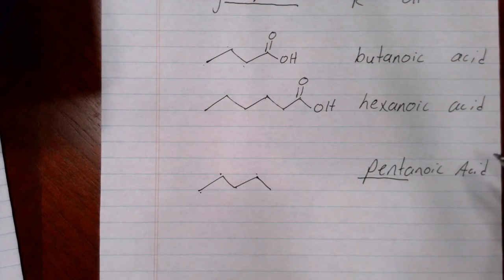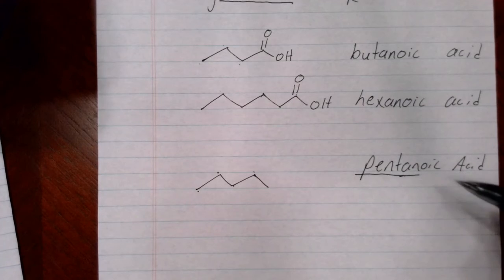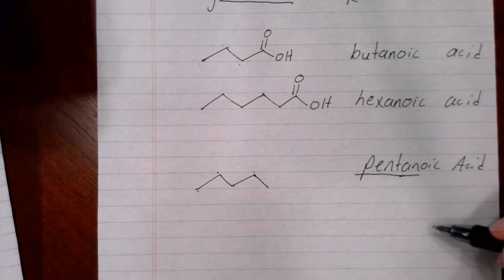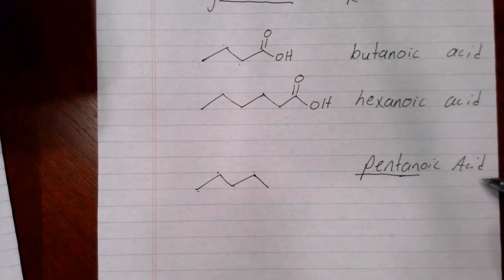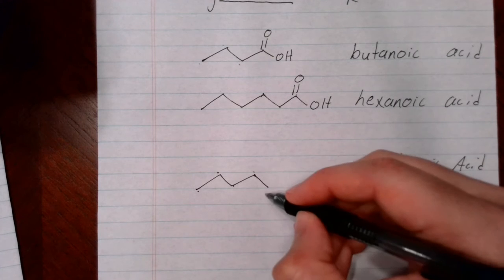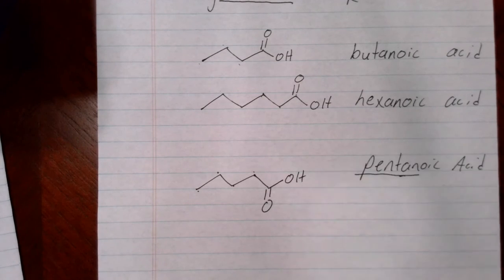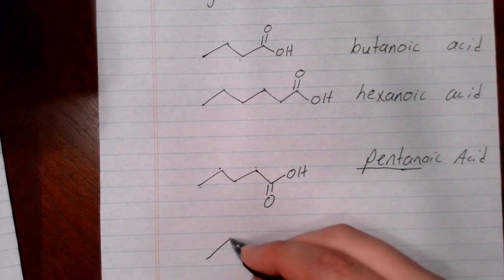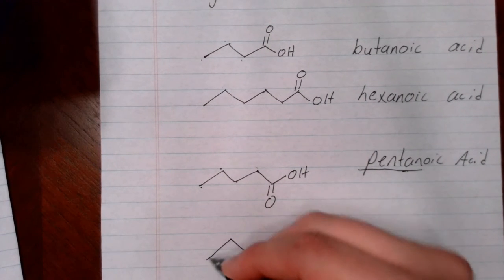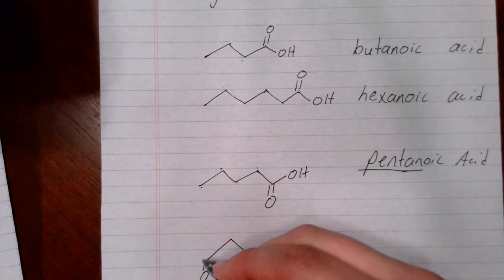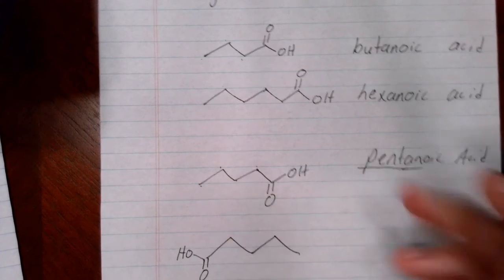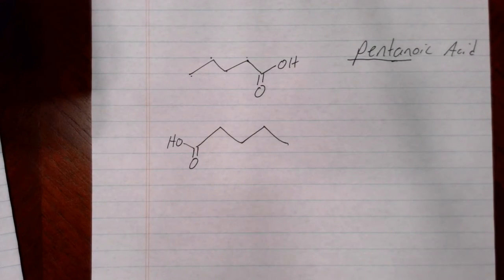The AN tells me only carbon-carbon single bonds, so I've done that correctly. The OIC tells me there's a carboxylic acid present, so I do this. I do that, now it's a carboxylic acid. Or I can do this. Those are the same compounds. I just flipped one in the opposite direction. Either way you want to do that, both of those correspond to the same structure.